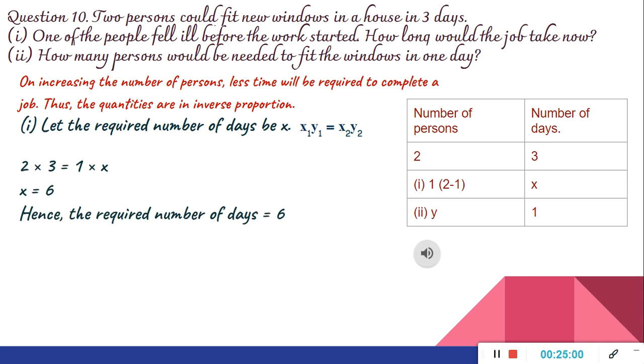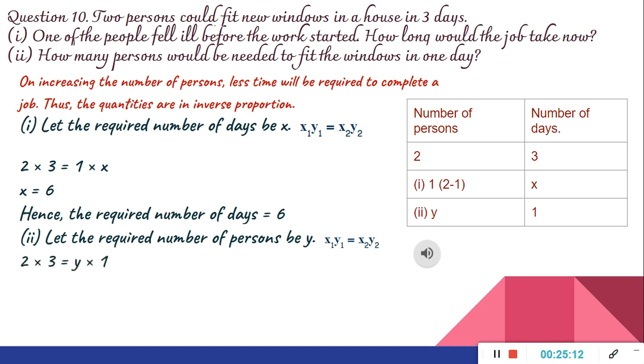Now let's see the second one. Same question, second. Let the required number of persons be y. Then the formula should be the same. x1 y1 is equal to x2 y2. So here 2 into 3 is equal to y into 1. So y into 1 is y. 2 3s are 6. So here also the required number of persons will be 6. Okay, means number of persons 1, then number of days how much? 6. If number of days 6, then how many persons are required? 1 itself.